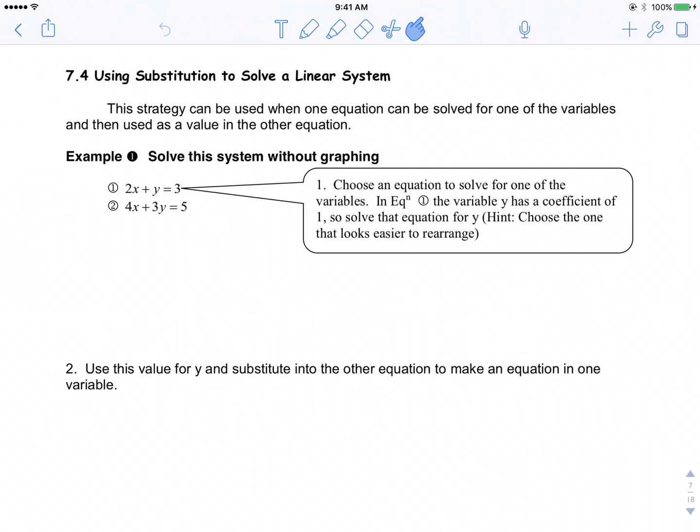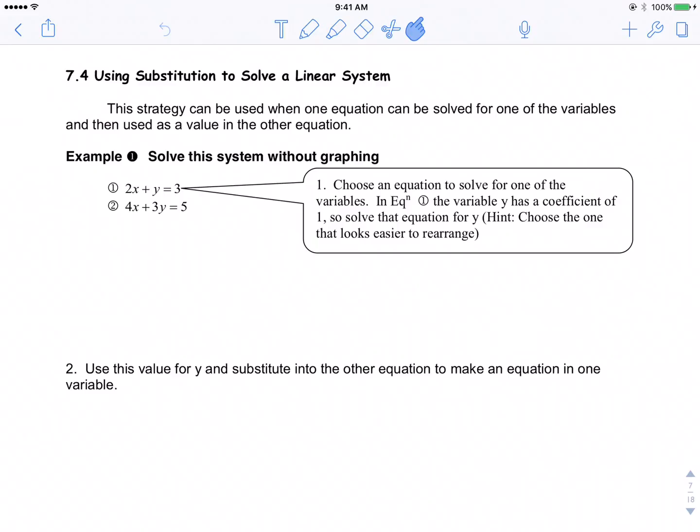It says this strategy can be used when one equation can be solved for one of the variables and then used as the value in the second equation. So basically you simplify or rearrange one of the equations and then put it, or part of it, into the other equation. So let's have a look at the example.